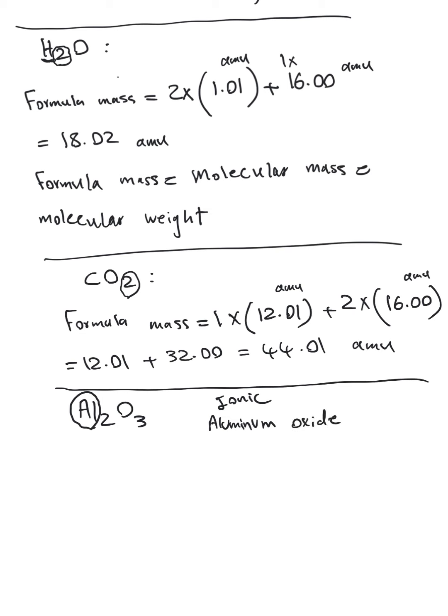Okay, so in order to calculate the formula mass, first we write down the number of atoms in the first element. So in the case of aluminum, how many aluminum do we have? 2, exactly. And then we go to the back of the book that I showed you, and we see that aluminum has the atomic mass unit of 26.98.